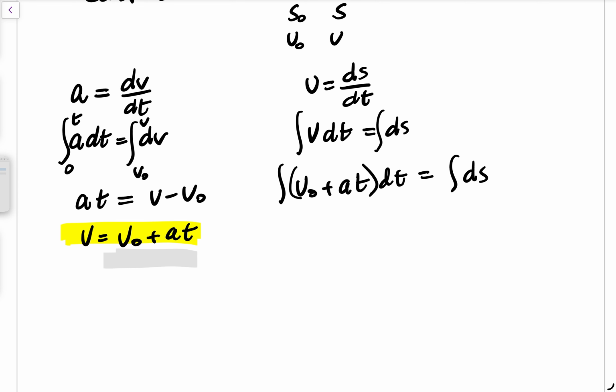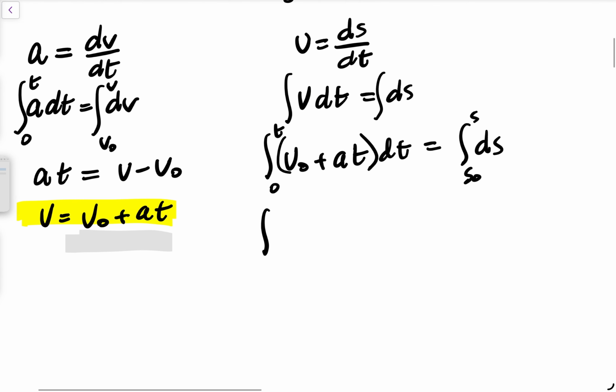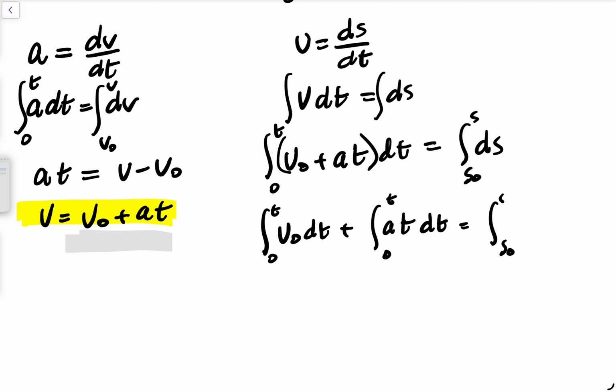And if we think about our bounds, here I'm going to go from s initial to s final, and here I'm integrating with respect to time, so this is going to go from 0 to t. On the left-hand side, I can just split that up. So I'm going to have the integral of v naught from 0 to t dt, plus the integral of at dt from 0 to t. And that is going to equal the integral of ds from s naught to s.